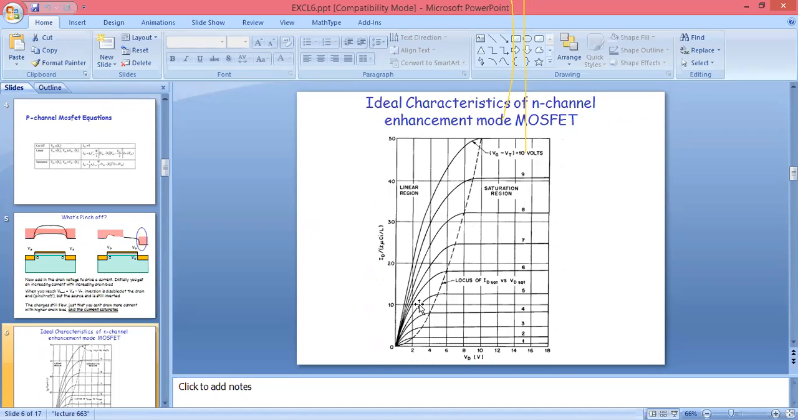If you see here, when the value of VGS is smaller than the threshold voltage, we are getting ID current 0. This region is the cutoff region. And when VGS becomes greater than the threshold voltage, the value of ID current increases linearly. That's why we call this region the linear region. And if the value of VDS reaches VGS minus the threshold voltage, then we are getting a constant value of current, and this region is called the saturation region.